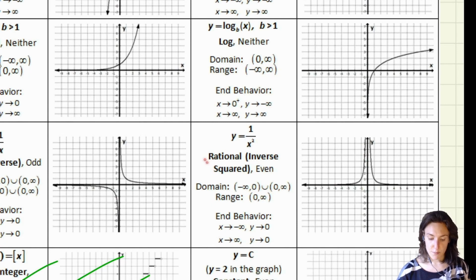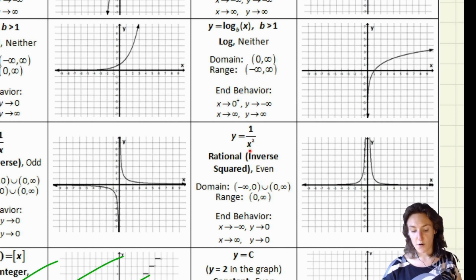This is another example of a rational function, 1 over x squared. So in this case, our denominator can't be 0. In other words, x can't be 0. We have a vertical asymptote right here. So our domain is everything except 0. And for our range, if we were to plot this, it's always above the x-axis. Okay, so this is what our range would be.